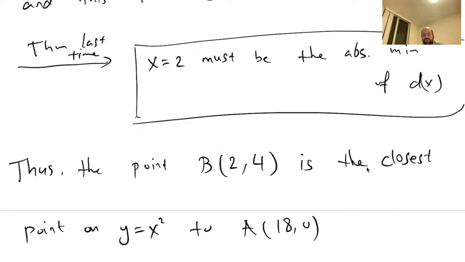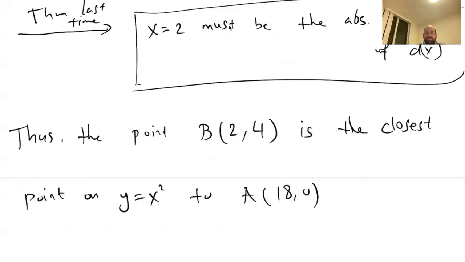Now, if the actual distance is also asked, we can easily find it because we have both points. That distance will be the minimum possible distance between A and the point on the curve. But right now, only the point on the curve is asked, and the point on the curve which is closest to A is 2 and 4.